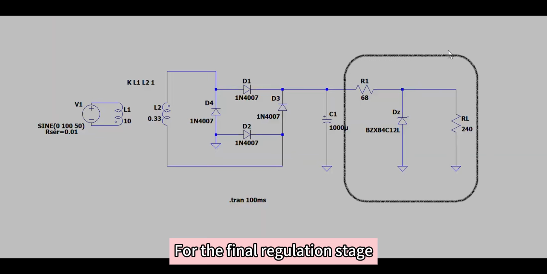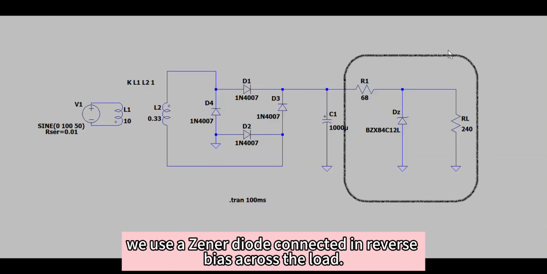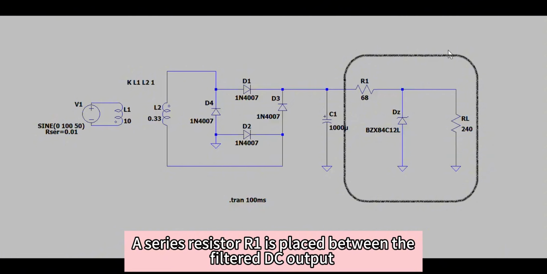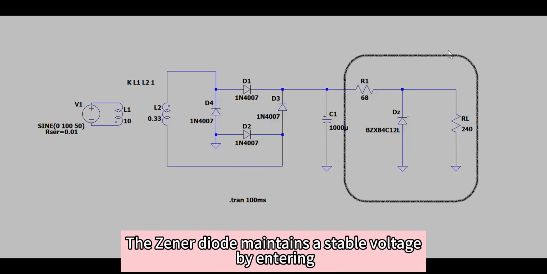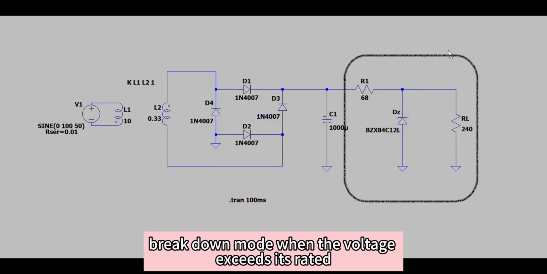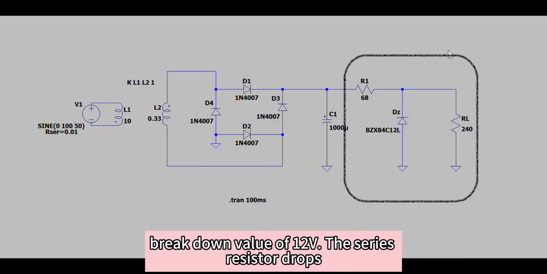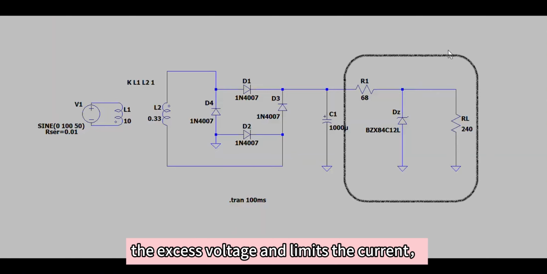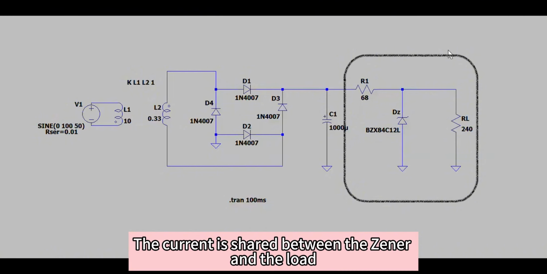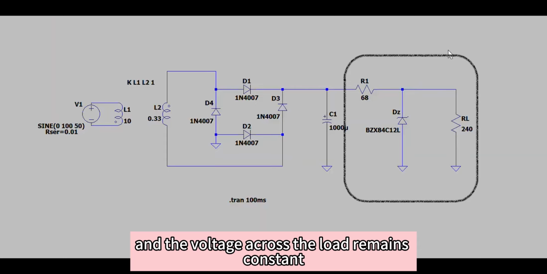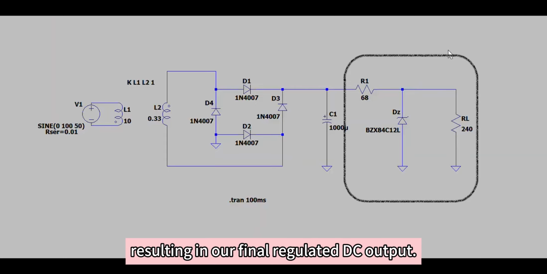For the final regulation stage, we use a Zener diode connected in reverse bias across the load. A series resistor R1 is placed between the filtered DC output and the Zener diode plus load combination. The Zener diode maintains a stable voltage by entering breakdown mode when the voltage exceeds its rated breakdown value of 12 V. The series resistor drops the excess voltage and limits the current, thereby protecting the Zener diode. The current is shared between the Zener and the load, and the voltage across the load remains constant, resulting in our final regulated DC output.